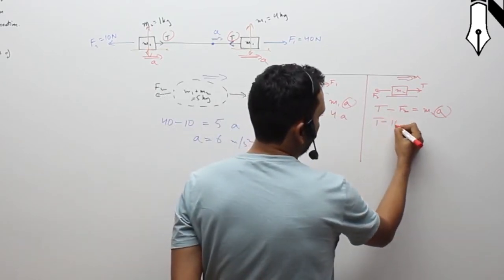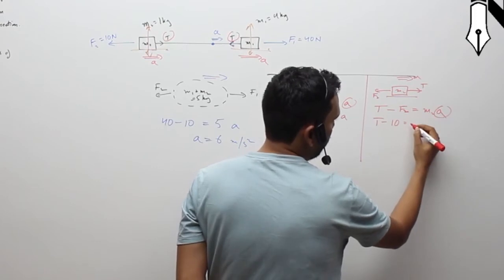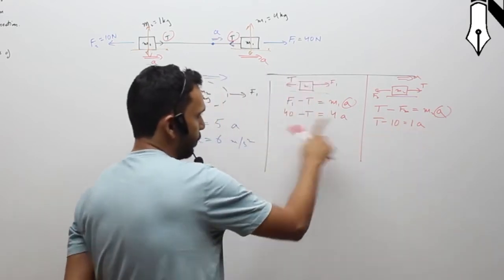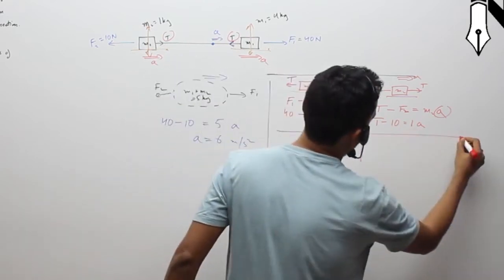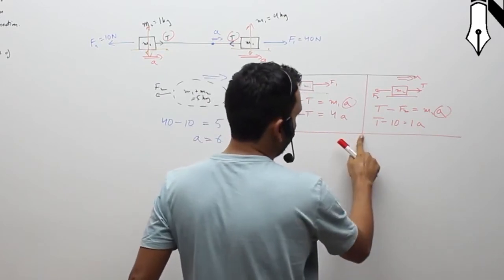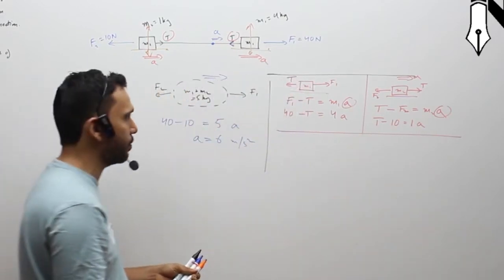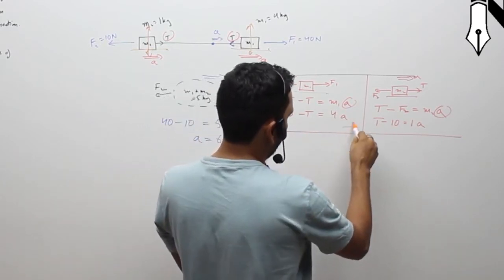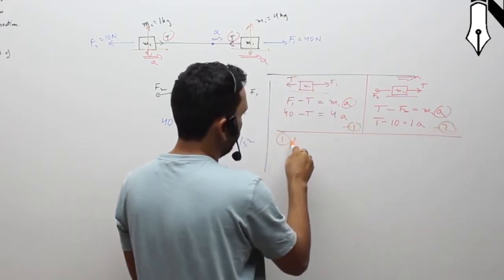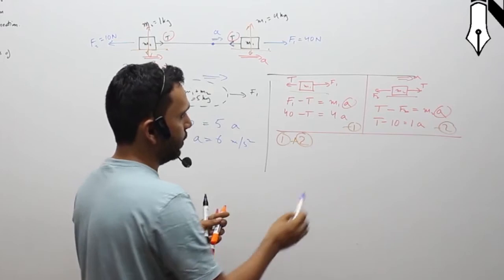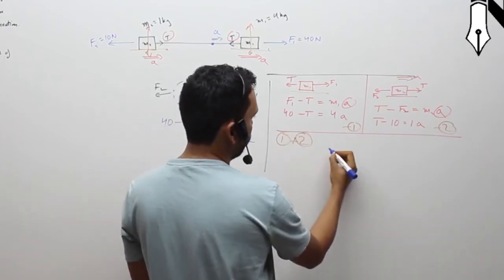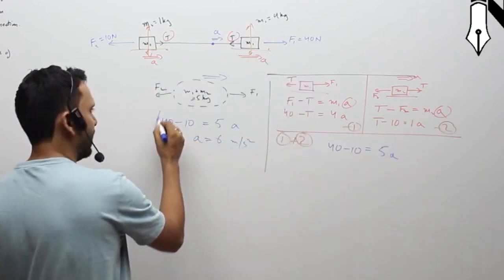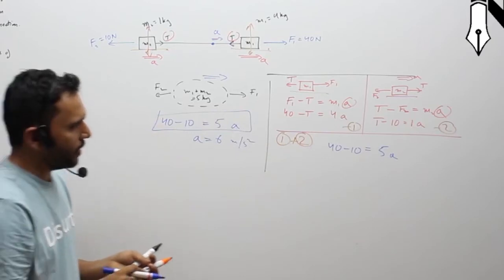Now T minus F2, F2 is equal to 10 and M2 is equal to 1. So we don't know A and we don't know T, but we have two equations, two unknowns. If we have n number of unknowns, we require n number of equations to solve it. Now if we add equation 1 and equation 2, what do we get? Plus T and minus T cancel, so you have 40 minus 10 is equal to 4 plus 1, which is 5A, which was ditto same as this equation. So we are going to get the same answers.